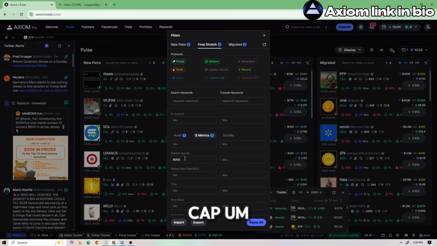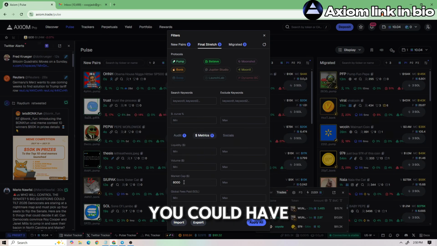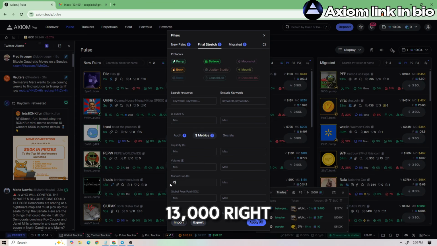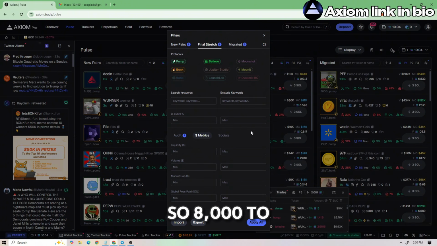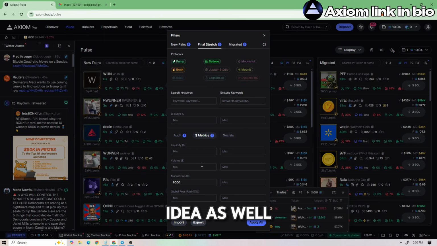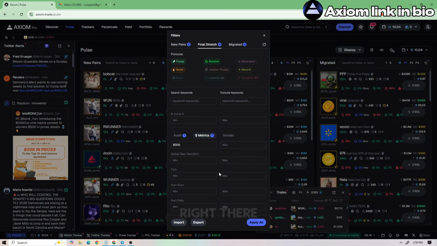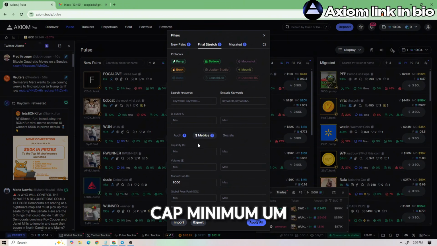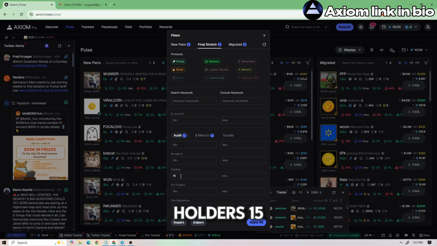And then metrics, market cap. This goes with age. So if you like quicker moving coins, you could have it higher at 13,000, right? You want to see coins that are actually getting bids. And if you like to have a bigger selection of coins, you could have it at 8,000. So 8,000 to 13,000. I had it on 8,000 for now, but 13,000 is definitely a great idea as well. That's just if you like to see coins that have more life. If you don't like to buy coins that are lower market cap, it's just preference right there. But 8,000 to 13,000 for market cap minimum. Age maximum 15 minutes to 45 minutes depending on your preference, and then minimum holders 15.